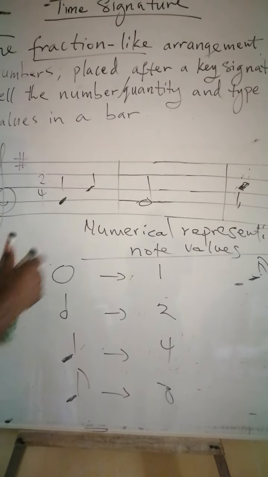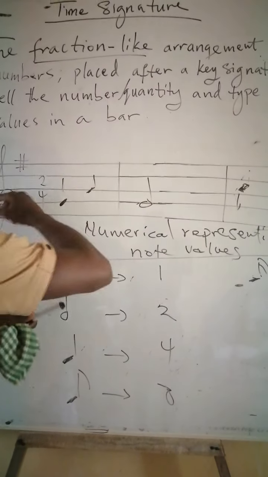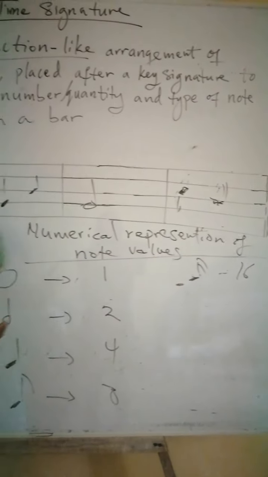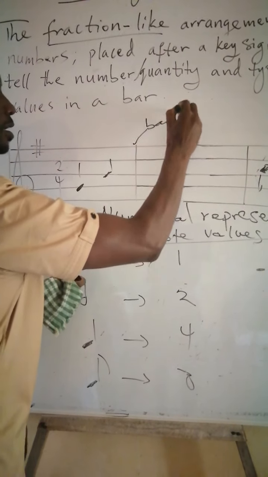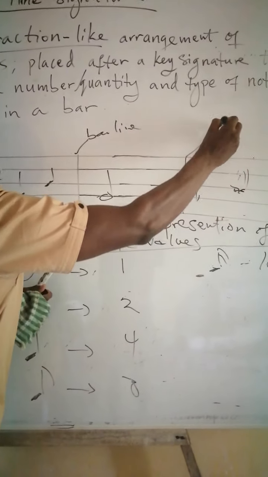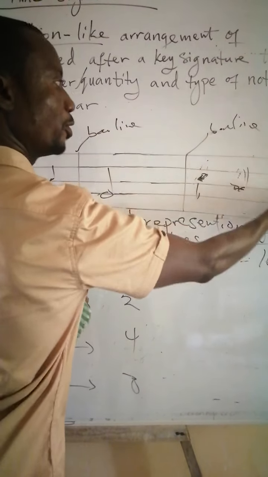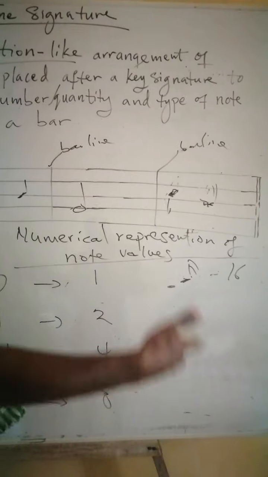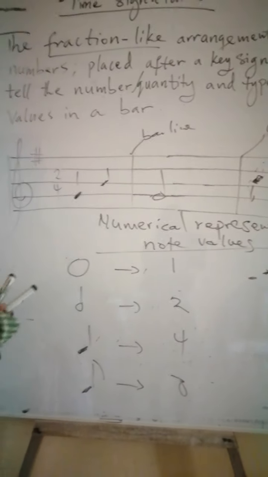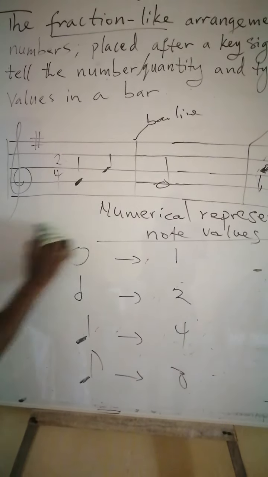Now, bar lines are the lines that divide the system into bars. So this is a bar line. That one too is a bar line. Now, when you see a double bar line, we all know that it is full stop or the end. All right, so let's go on to the next one.